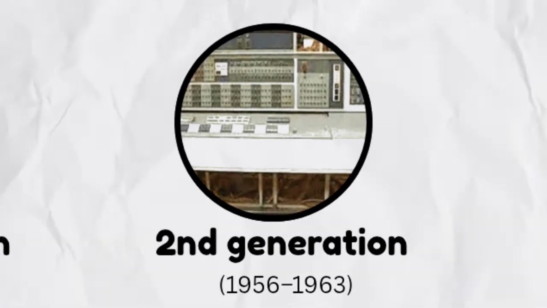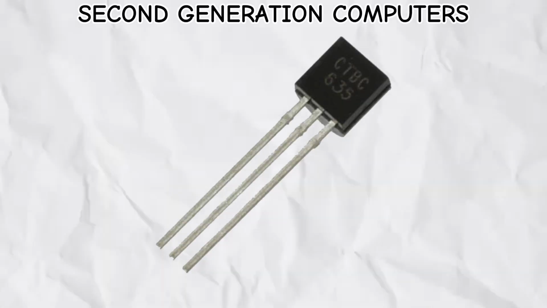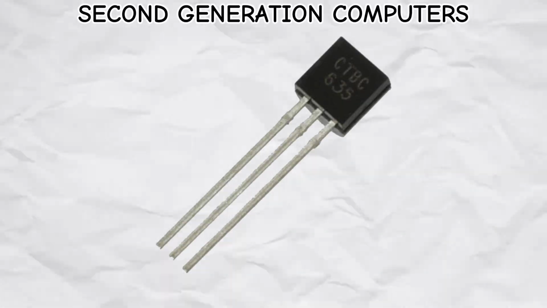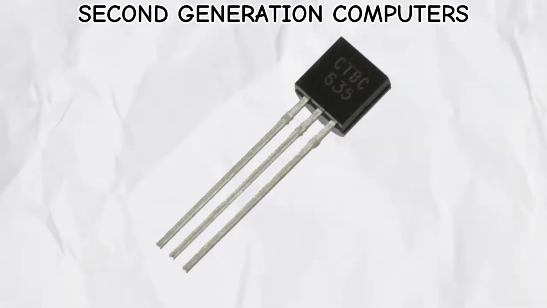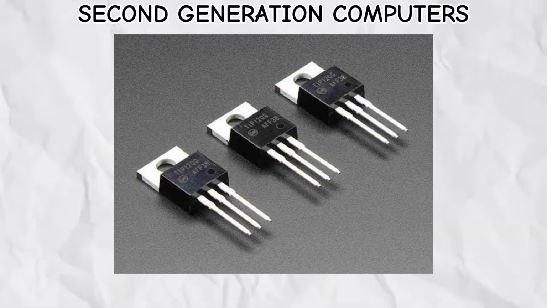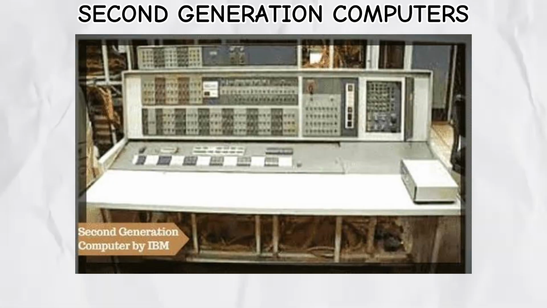Second-generation computers, 1956 to 1963. The second generation of computers emerged with the invention of the transistor, which replaced bulky vacuum tubes. Transistors were much smaller, faster, more reliable, and energy efficient, leading to significant improvements in computer performance and durability. Heat production was greatly reduced, and computers became more compact.